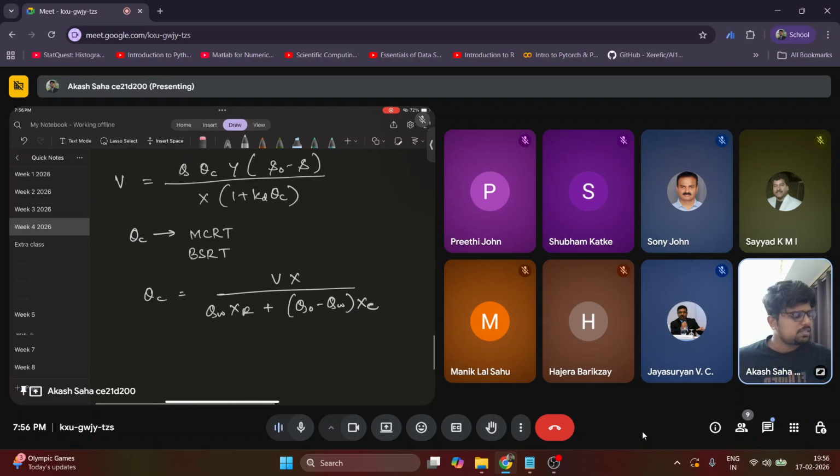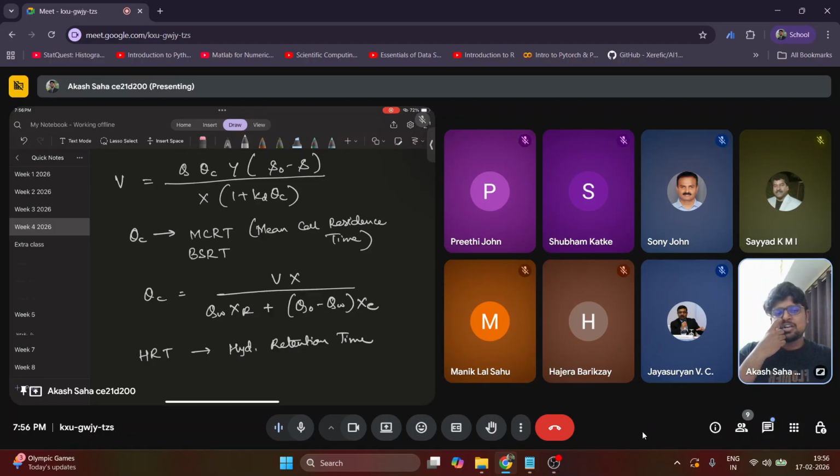You might have heard something about HRT, the hydraulic retention time. But this is the mean cell residence time. HRT, or hydraulic residence time, denotes how much time the fluid or the water is staying inside the reactor. This theta c is for the biomass. Like this, another equation is there.